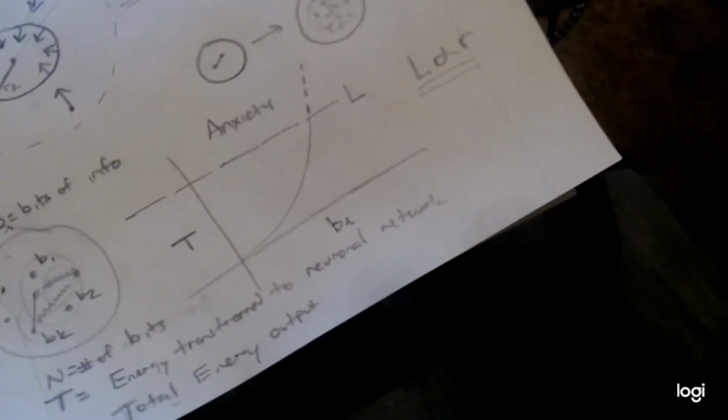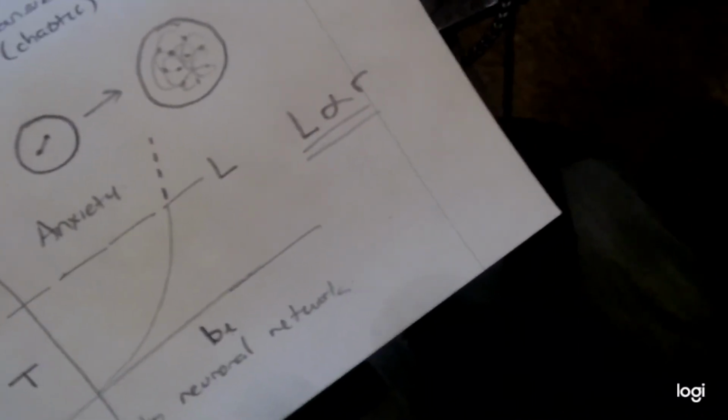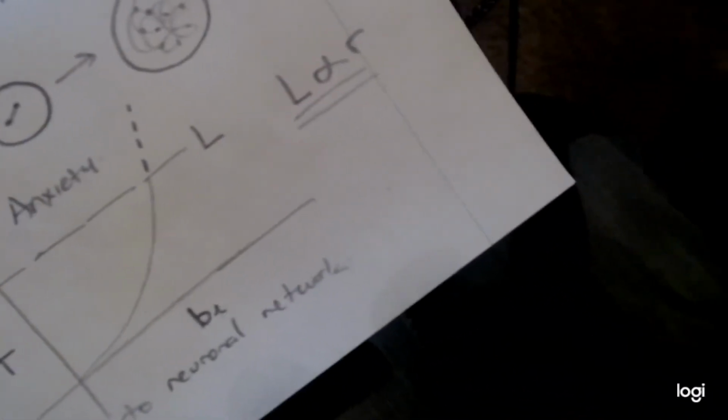And then N is the number of bits. So entropy essentially is the integral of this function, or the area under the curve divided by the total energy output. So of course, if your area is smaller, you're going to have less anxiety, because it's proportional to the numerator. It's whatever the area is. And I think I got that right.